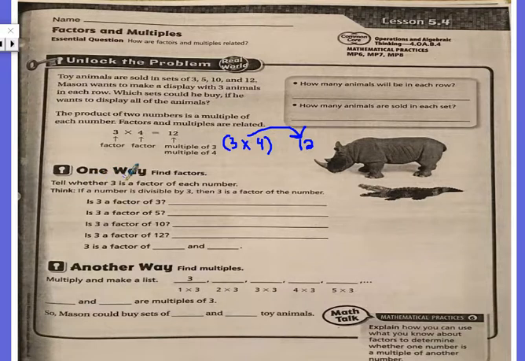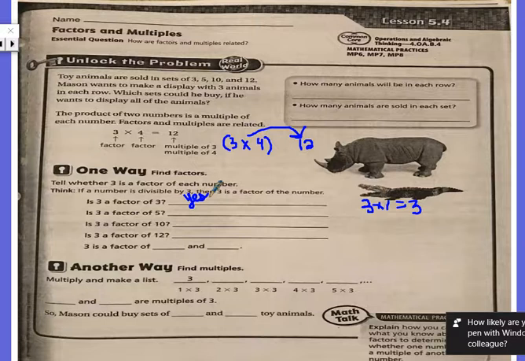Tell whether 3 is a factor of each number. Think, if a number is divisible by 3, then 3 is a factor of that number. So is 3 a factor of 3? Yes, because 3 times 1 is 3, so that one would be a yes. Then let's see. Is 3 a factor of 5? Well, 3 times nothing can get you to 5. So no, that won't work. No, because it is not divisible by 3.